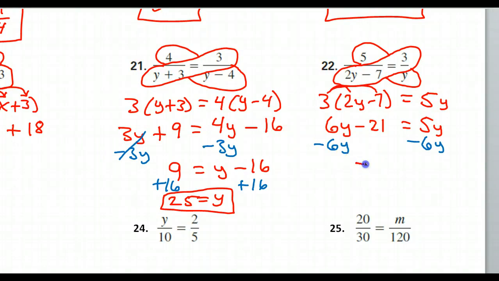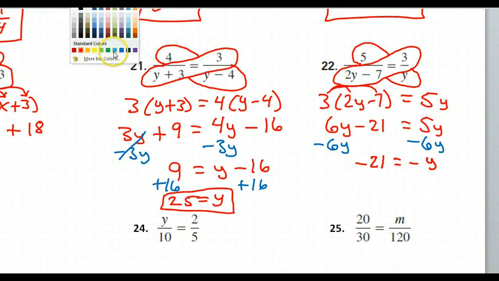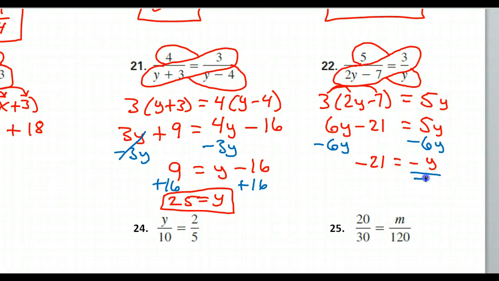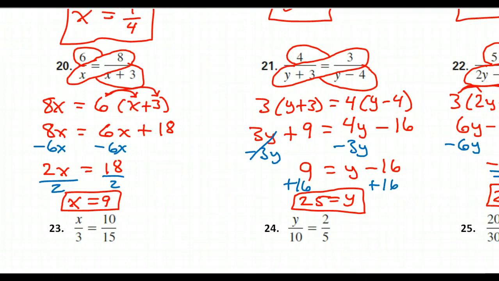Let me be melodramatic. So that would be negative 21 is equal to negative 1y. I'm just going to put negative y. Now to get y positive, because I can't leave it like that, I am going to divide both sides by negative 1, like this. So that's going to give me positive 21 is equal to y. Okay, so that's my answer to number 22. All right, let's take a look at 23.